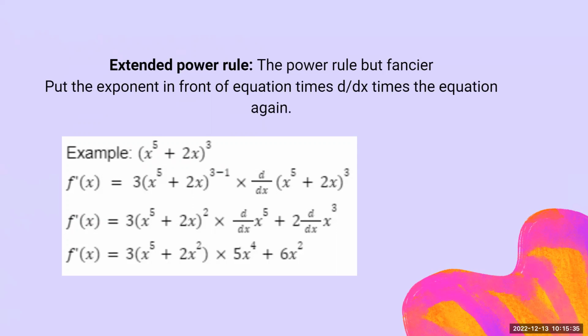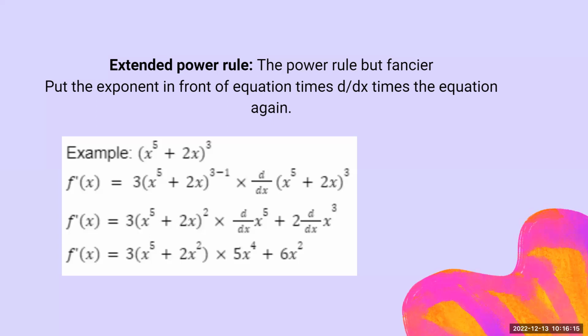F prime of x would be 3 times the expression x to the fifth power plus 2x cubed to the power of 3 minus 1, since you're using the subtraction of the exponents from the power rule, times the derivative of the expression written again, x to the fifth power plus 2x cubed. Simplified more, this would be f prime of x equals 3 times x to the fifth power plus 2x cubed squared times the derivative of x to the fifth power plus 2 times the derivative of x cubed. We write this to divide up the problem to find out each of their derivatives.